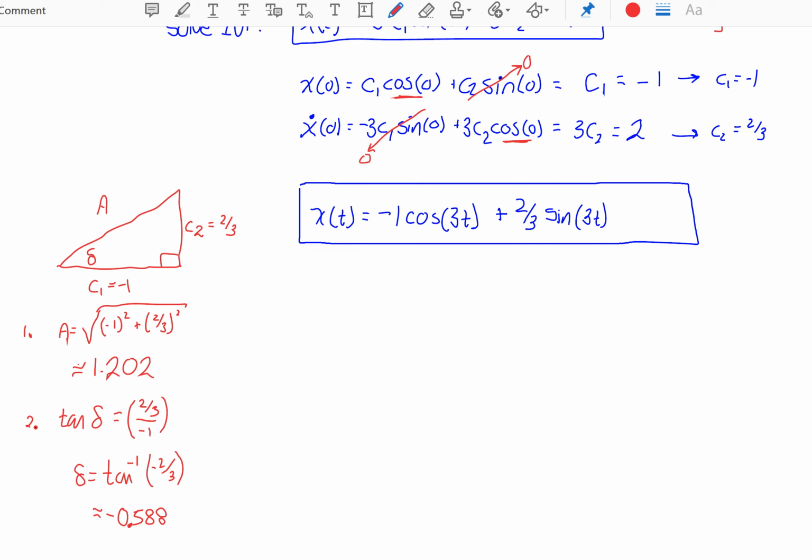Okay, this allows us to write the alternate form of our solution as x of t is equal to your amplitude of motion, the 1.202, cosine of your omega naught, which was 3t. Now, remember our formula was minus our phase angle, but here your phase angle ends up being negative, so I'll write it as plus 0.588. And this would be the alternate version of your solution.